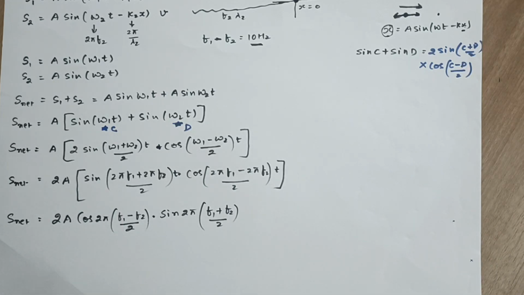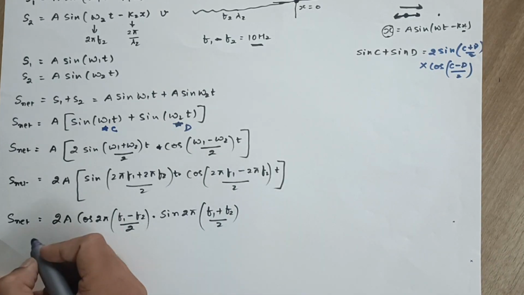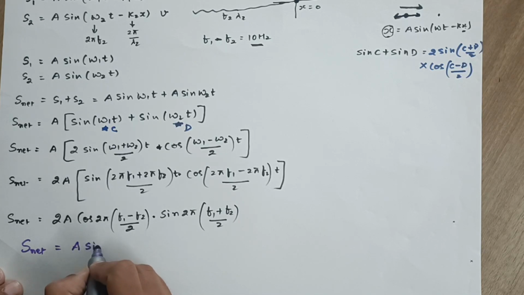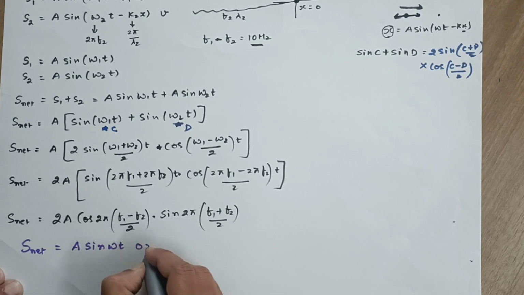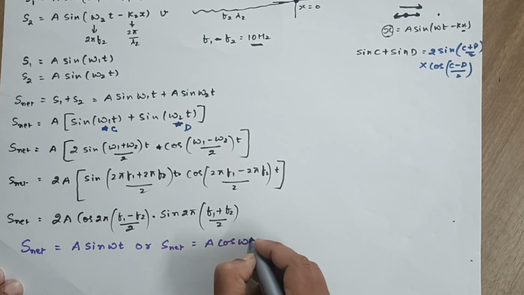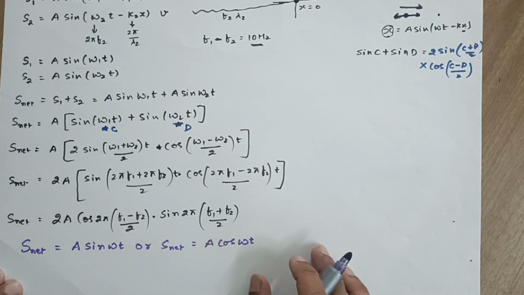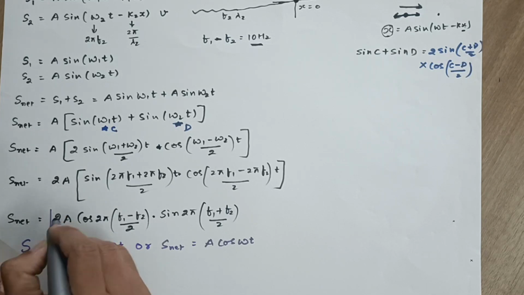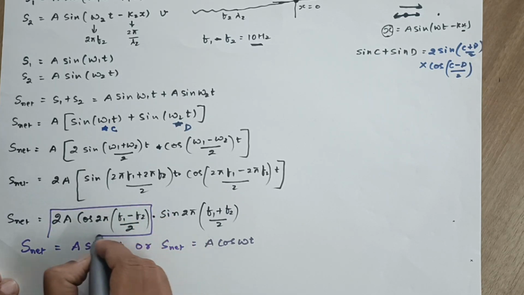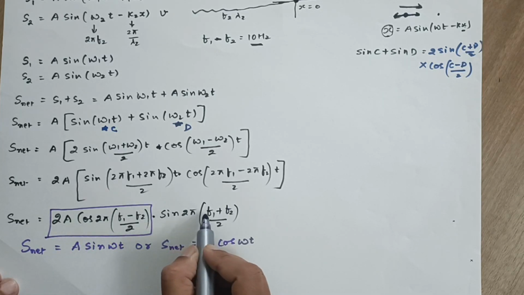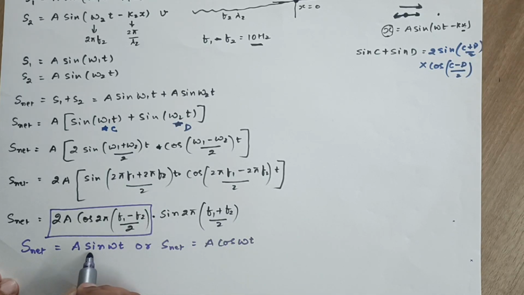Now if we closely look at this entire expression, it resembles an SHM equation. See how. The SHM equation is displacement, it can be x or y, that is equal to a sine omega t, or S net is equal to a cos (omega t plus phi), right? I'm choosing the phi to be 0. Now see, I'm going to very carefully select this part as the amplitude, and this entire part, that is sine ((omega 1 plus omega 2)/2) t.